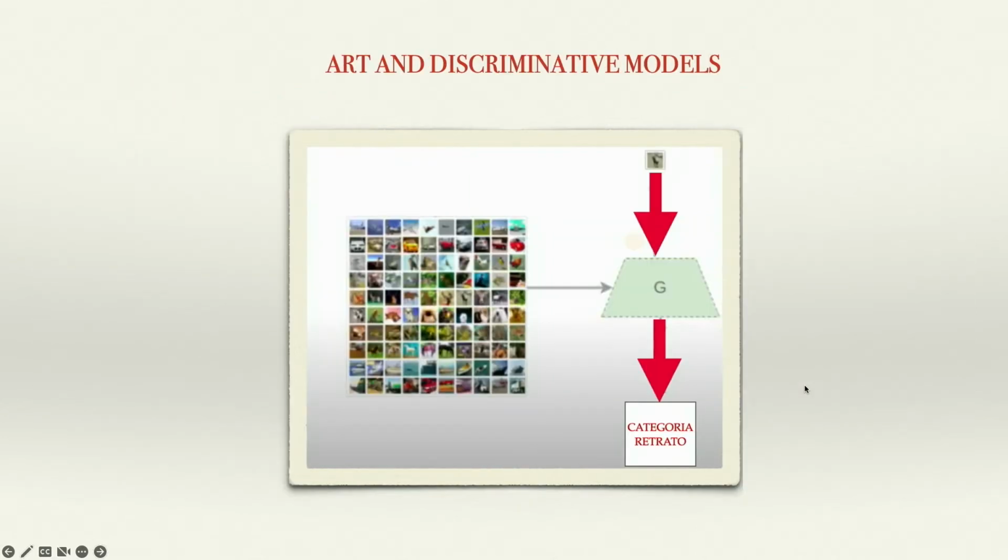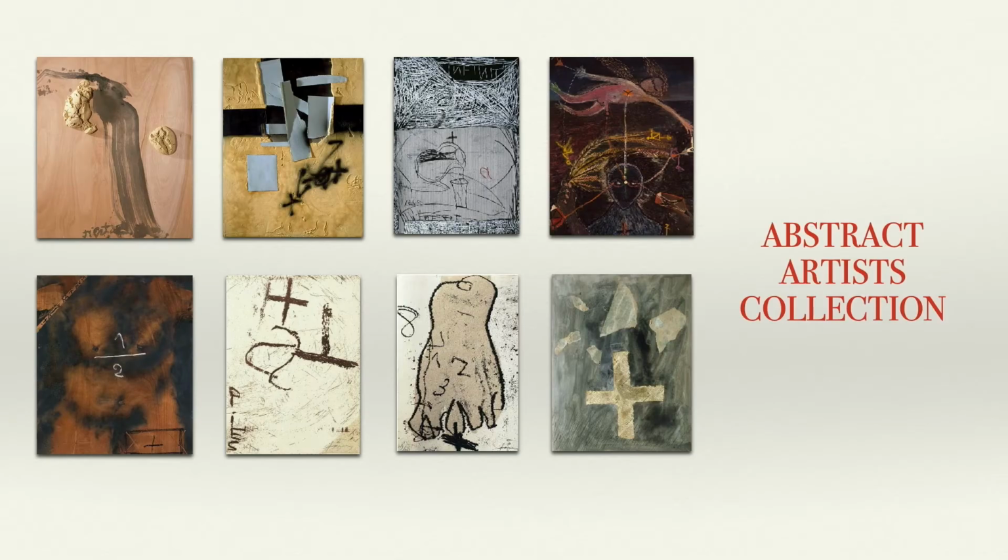I can talk about the use of discriminative models in some of my projects. For instance, the first question in my thesis research was to use these computer vision models, which to some extent simulate the initial stages of human visual perception, to help categorize data in large sets of images of artworks by the abstract artist Antoni Tàpies.